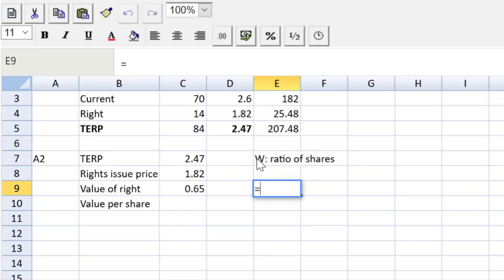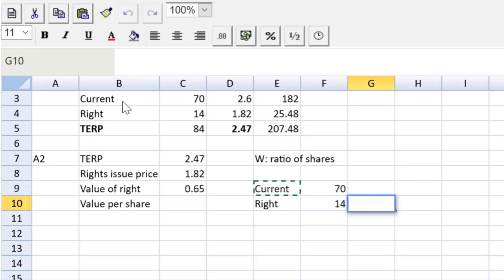We can just actually copy this from here. Current, copy, paste. Look at that, right? This is the total number of shares. Copy, copy, paste. That's going to bring in those numbers.